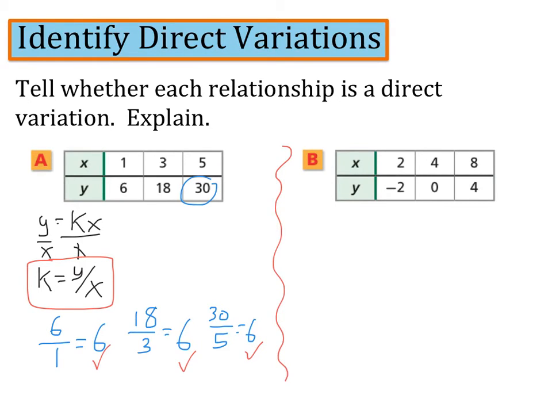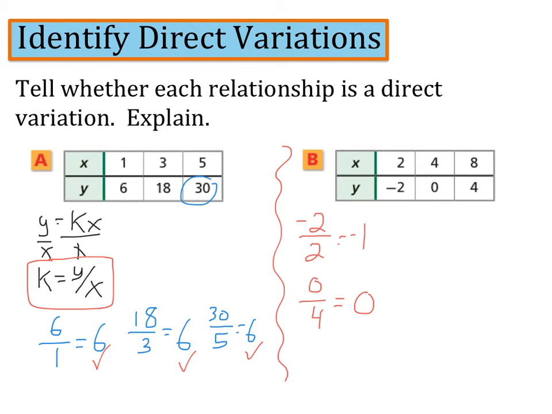Okay, let's try example B. So let's use our same method. Let's see if each ordered pair has the same constant of variation. So look at my first ordered pair, and I'll do the y over the x. That gives me -1. Then I'll do 0 over 4, and we know that that is 0. So already we can see that this is not going to be a direct variation.